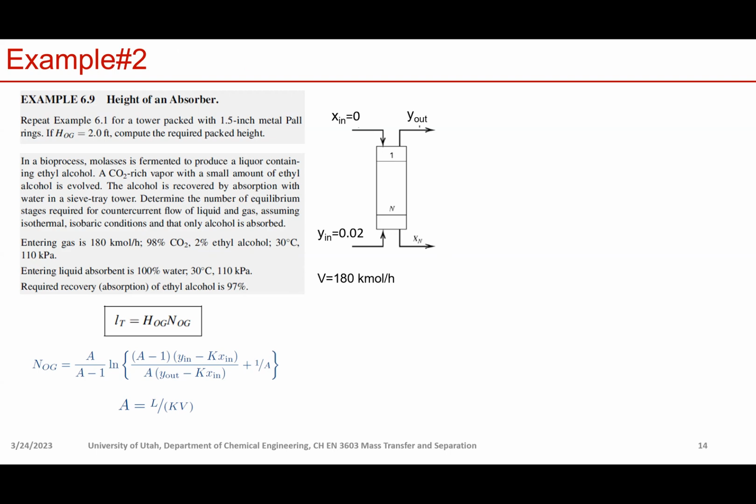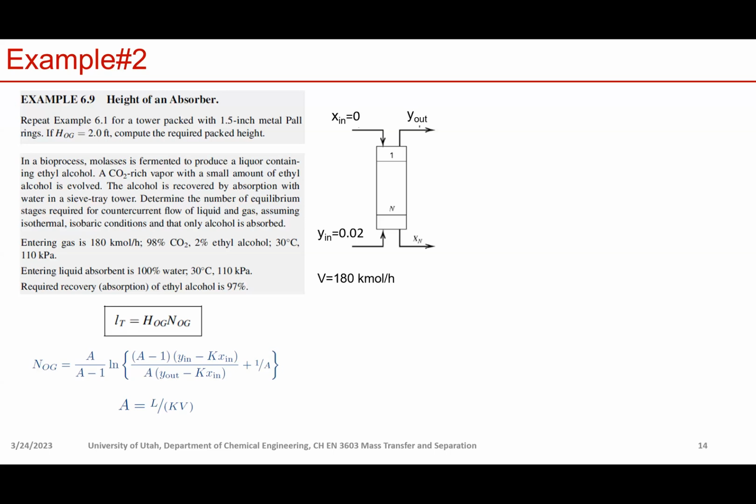Okay, so we know the composition of the liquid feed and the gas feed, we know the desired separation outcome, and we have the vapor flow rate. To get the required packed height, we need to know HOG and NOG. Here in this problem, HOG is given, we just need to find NOG, and NOG is dependent on A, Y in, X in, and Y out. X in, Y in, and Y out are known in this problem, and we just need to find A, which is the ratio between L and KV.